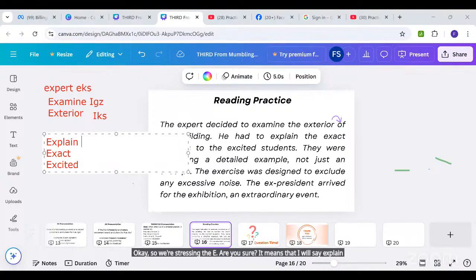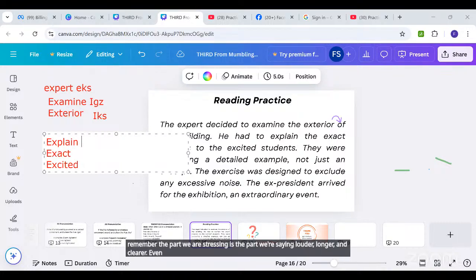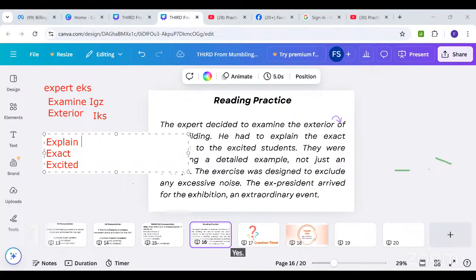Remember, the part we're stressing is the part we're saying louder, longer, and clearer. Even with your pronunciation, you're not stressing the E. You said explain. You said the plane louder. So it means we are not stressing the E. So if we are not stressing the E, how do we pronounce it? Please show the door. Explain.